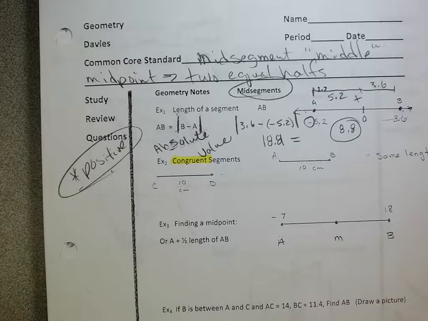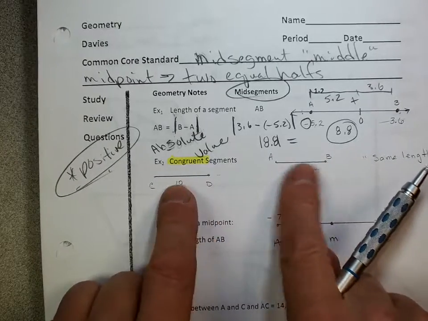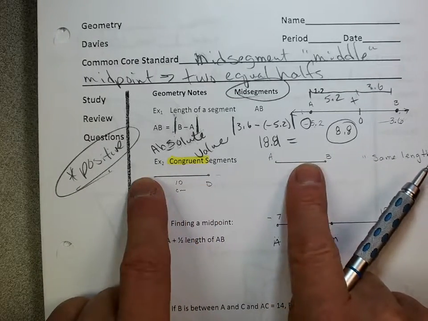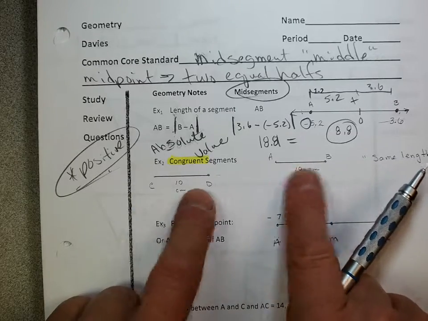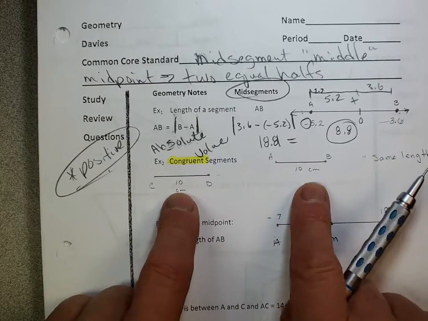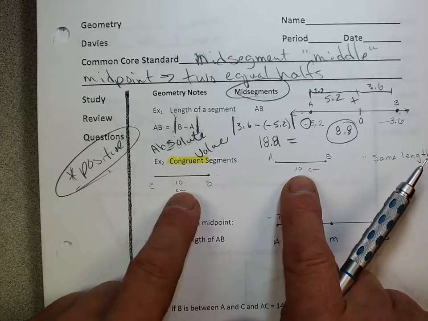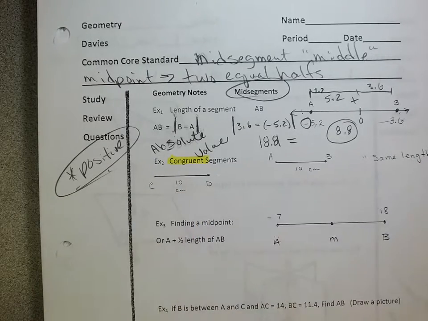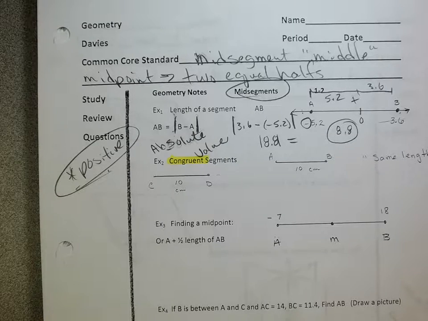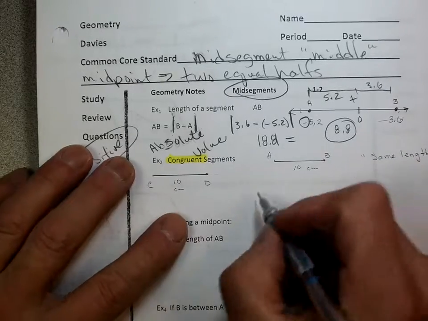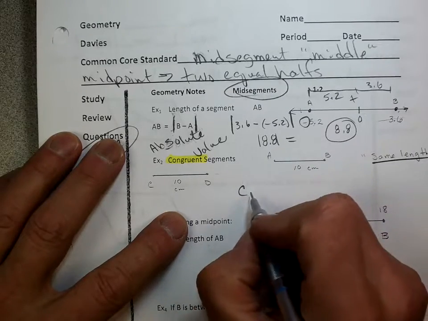So what I'm going to do is this. Do these two line segments look like they're the same length? How do I know they're the same length? They're both 10, right? They're both 10 and 10. So I would never say that two figures are equal. I'd say they're congruent. So we're going to say this, same length, you're going to say CD.